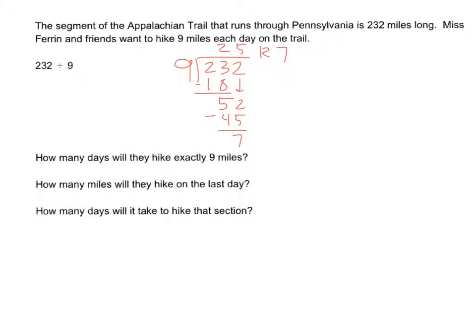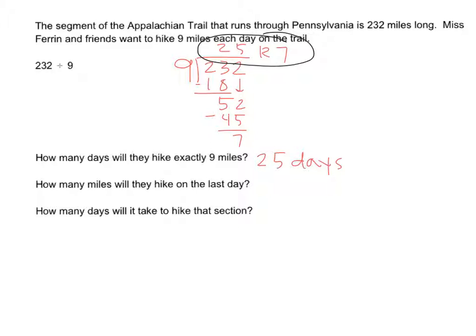Okay, now this time I have some questions to look at as I'm thinking about my quotient. So keeping this information in mind, let's look at the questions. How many days will we hike exactly 9 miles? So our quotient is telling us that we will be hiking 9 miles exactly for 25 days. That was this whole number part of our quotient. So we know that 25 days we'll be hiking 9 miles.